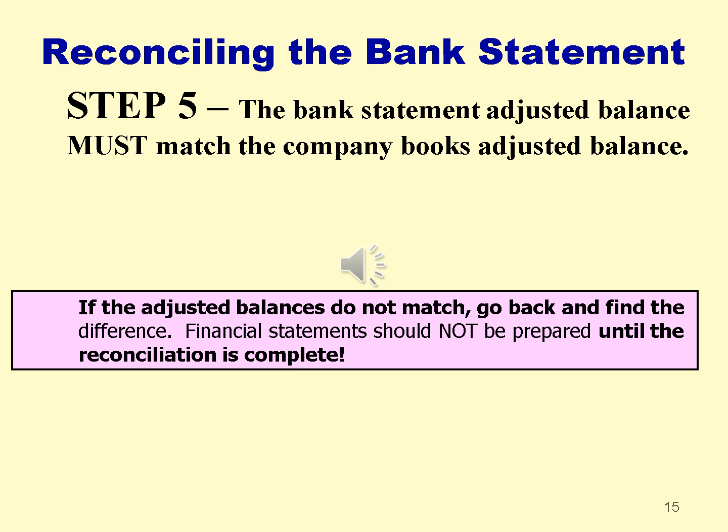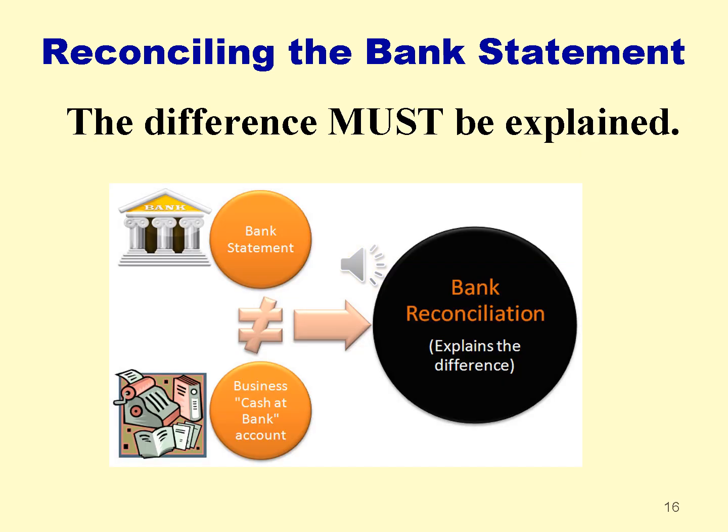Step 5. The bank statement adjusted balance must match the company book's adjusted balance. You can use a bank reconciliation template or accounting software to compare the adjusted balances and investigate why there is a difference. Until this is completed, financial information should not be relied upon. Once the difference is found and explained, and any related transactions are posted to the books, the reconciliation is complete.